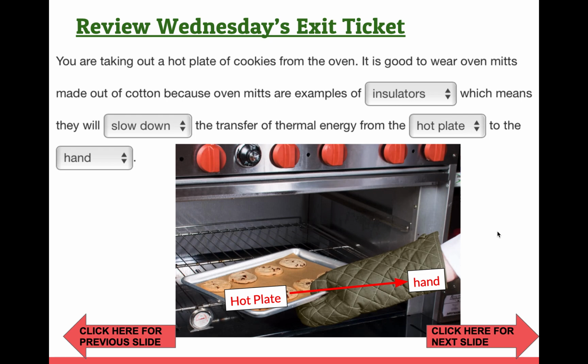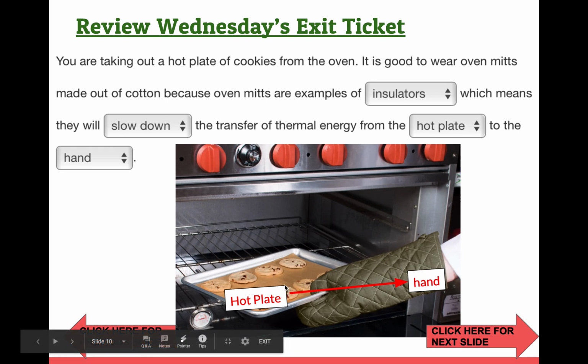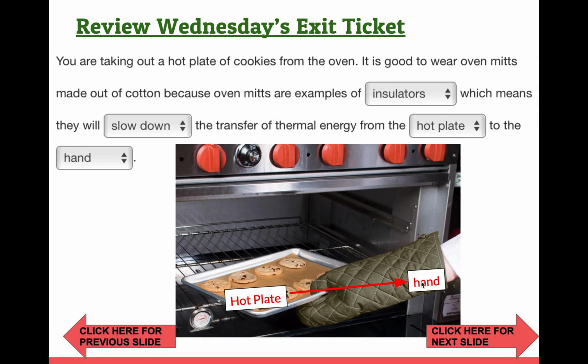Now, why is it good to wear oven mitts made out of cotton? Well, if you didn't have your oven mitt on and you tried to grab the hot plate with just your hand, thermal energy is going to go from the hot plate really fast to your hand. And then your hand is going to burn because too much thermal energy is going to go to your hand.